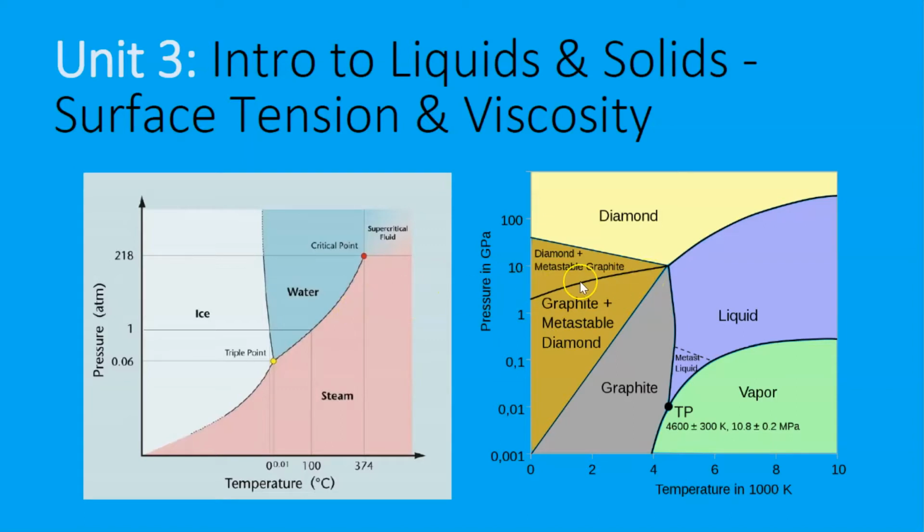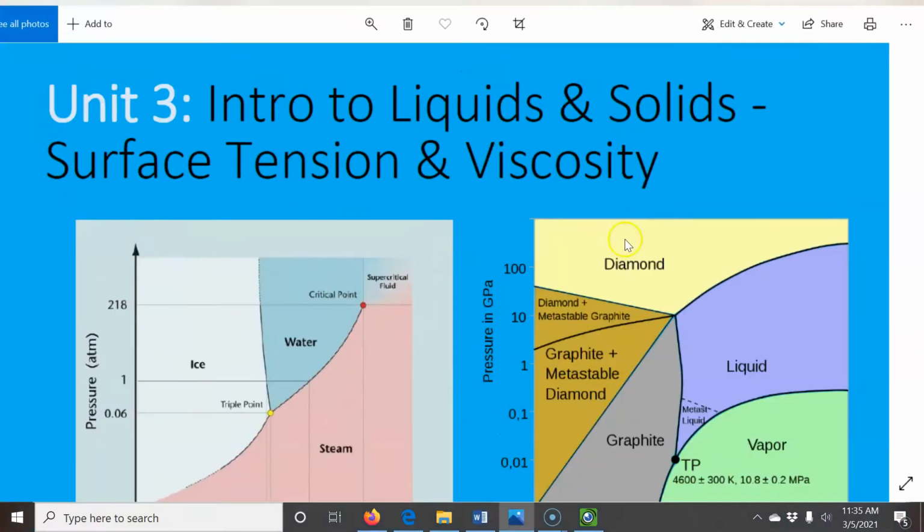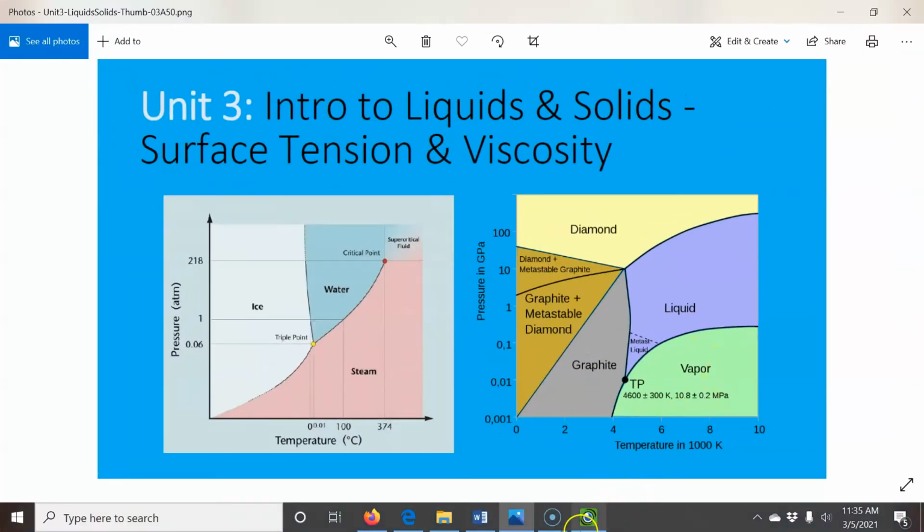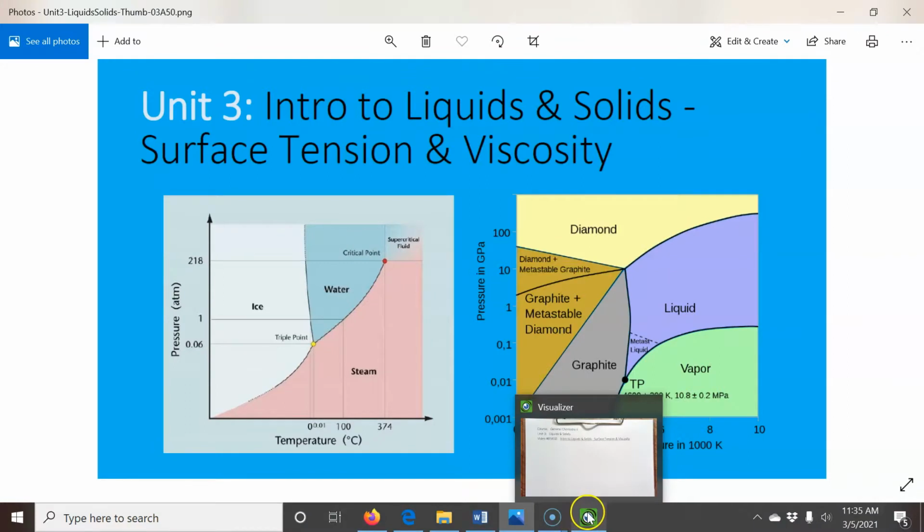On the left we have water, on the right we have carbon. You can see that if we hold the temperature steady and raise the pressure, we could actually make graphite into diamond. But that will be in a much later video. Today I want to talk about surface tension and viscosity, the first two properties of liquids that we will discuss.